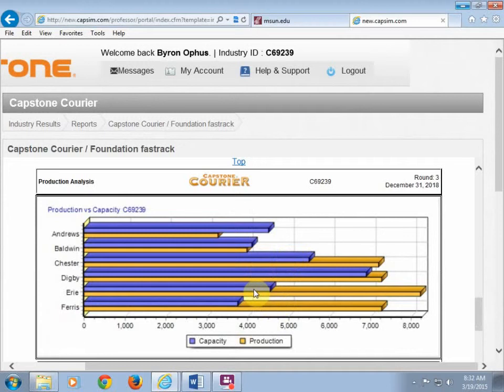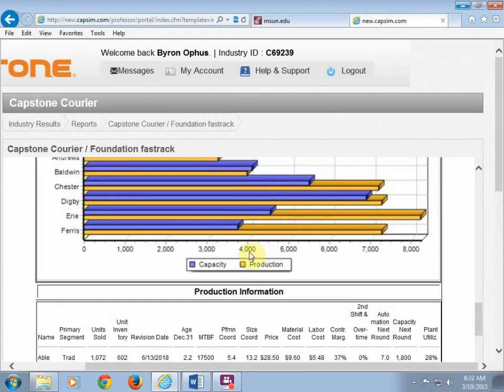Again, with the exception of Erie and Ferris, just all kinds of capacity, right? I would say as an industry, there's just excess capacity. It's just sitting there. Okay, lots and lots and lots of capacity.